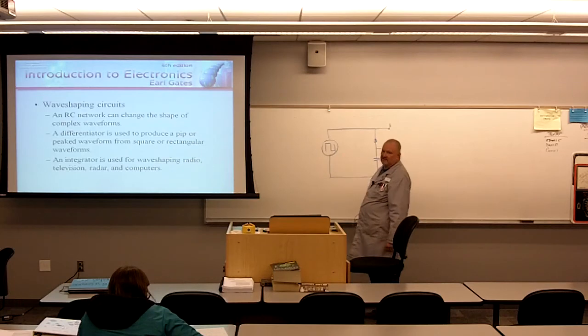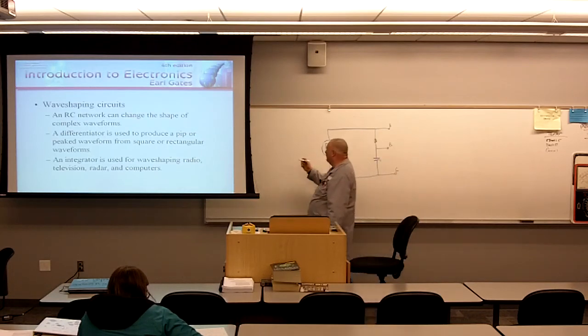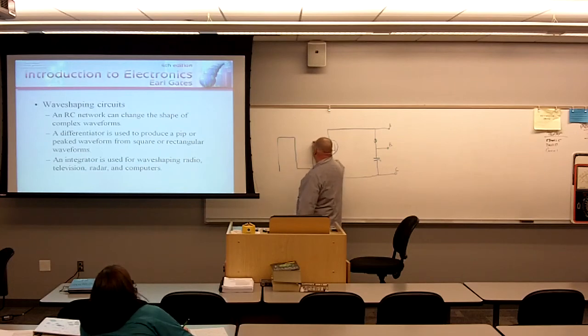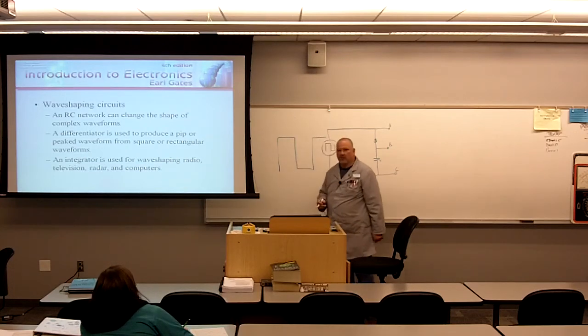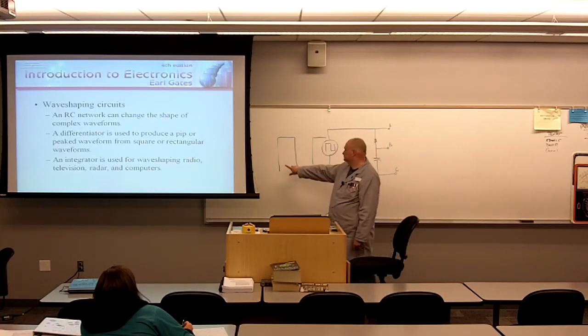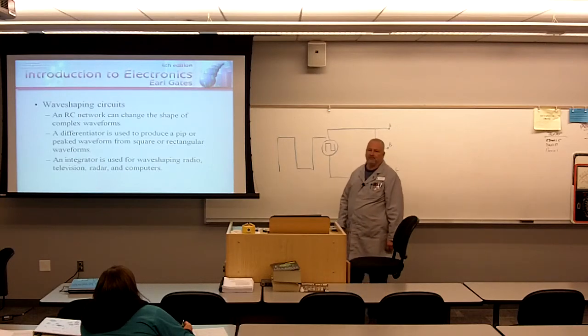We're putting a square wave into the circuit. Let me draw a larger version of the square wave. Does everybody agree that that's a square wave? A good likeness of a square wave? How do I know it's a square wave? 50% on, 50% off.